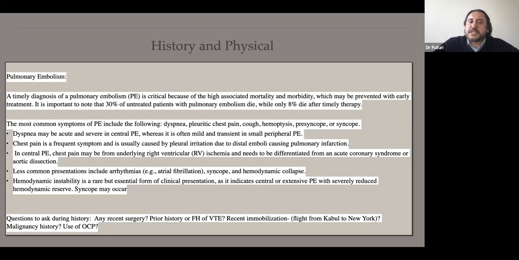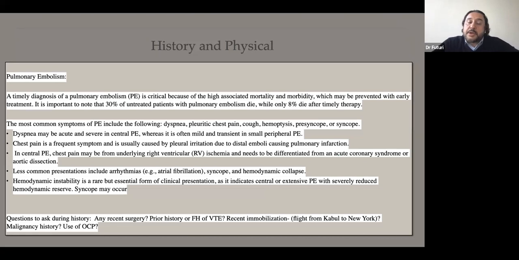Patients can have pleuritic chest pain. This means that as they take a deep breath, they're feeling pain. They can have cough, hemoptysis, cough with bleeding, although this is not common, and pre-syncope or syncope. And this is certainly seen in patients who may have a decrease in their cardiac output, leading to a syncopal episode.